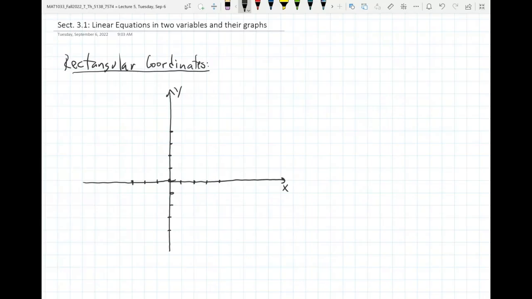So, for example, if I want to talk about this point right here, let's call it P, then we're going to talk about it as follows. This is going to be given by a pair of numbers. I'm going to call them x, y.